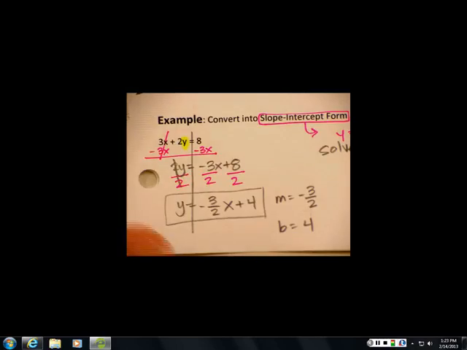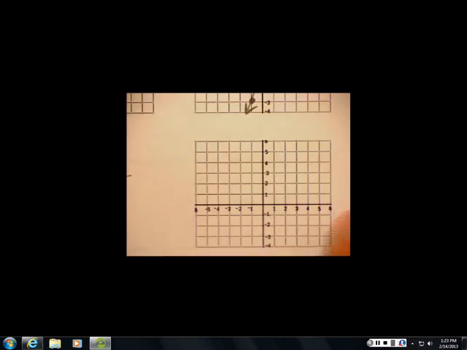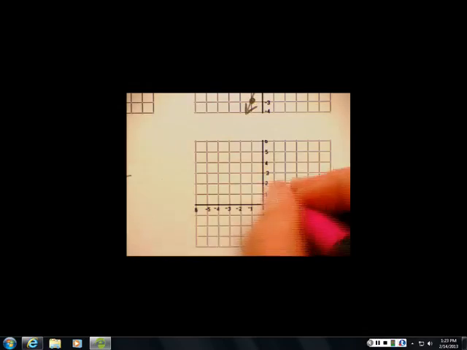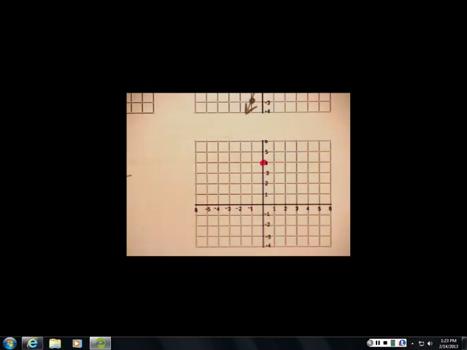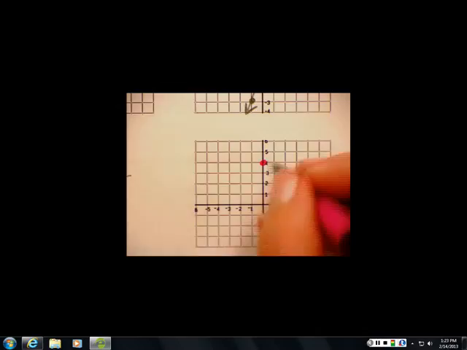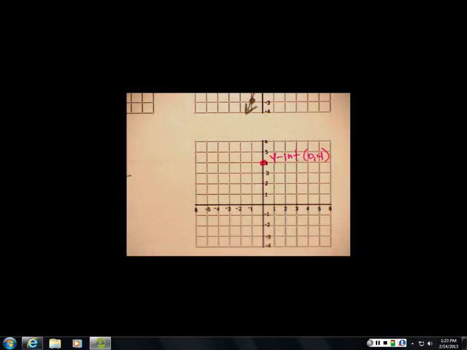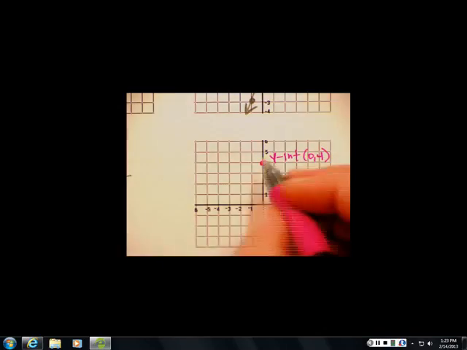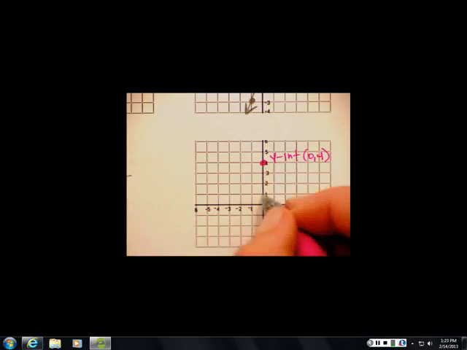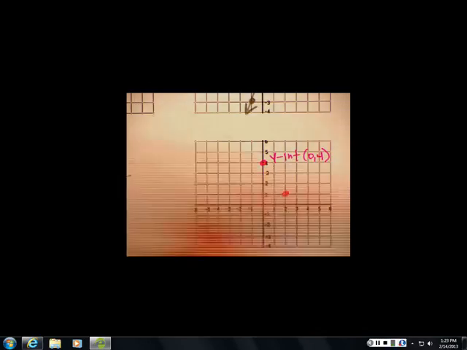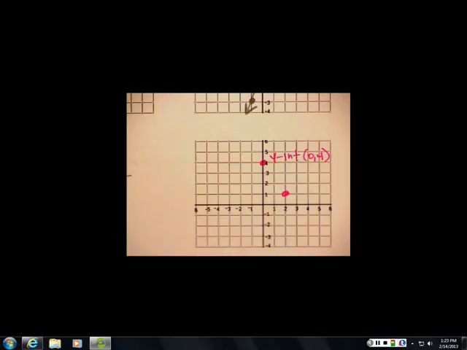So with this information, I'm going to graph my line. My y-intercept is positive 4. My slope tells me that from here, let me write this down. My y-intercept is 0, 4. So those are the coordinates of my y-intercept. From here, I'm going to go down 3 and to the right 2. I want to extend this across my whole graph. Down 3, right 2.